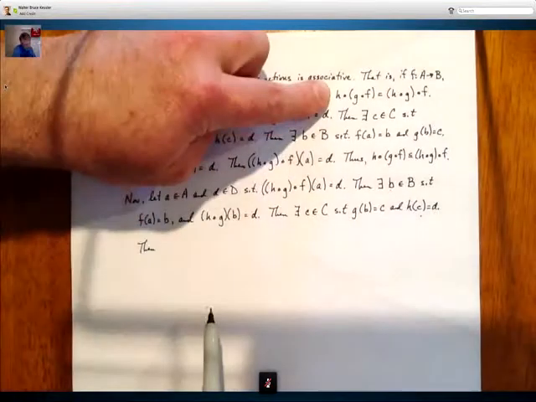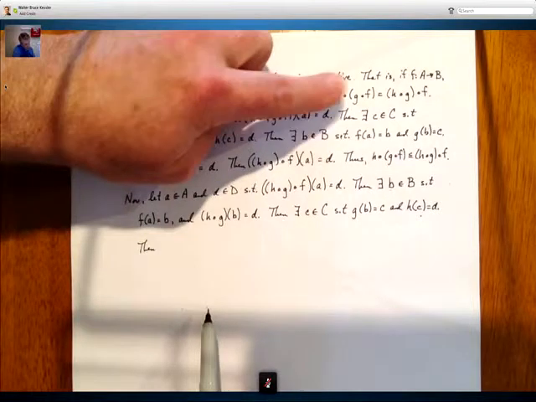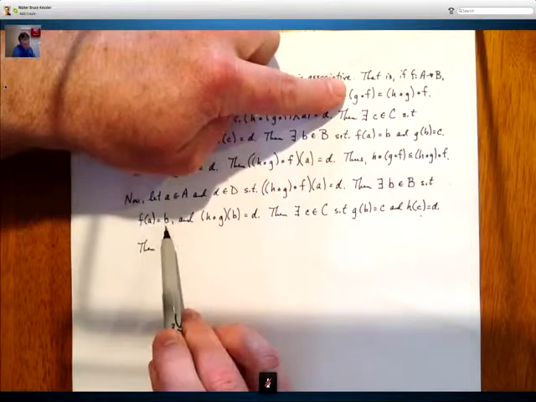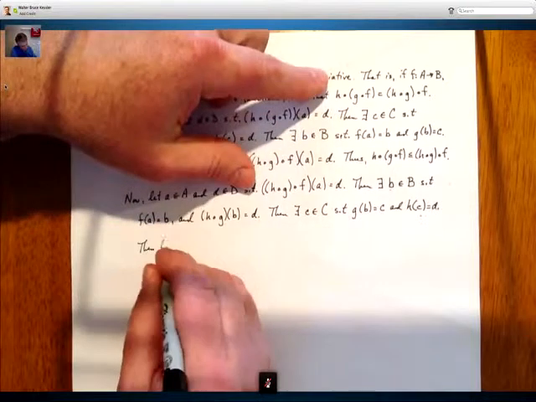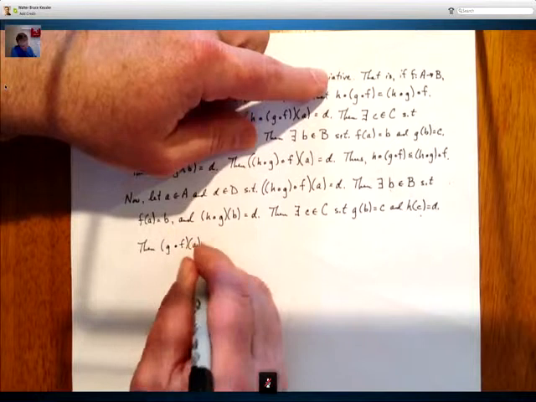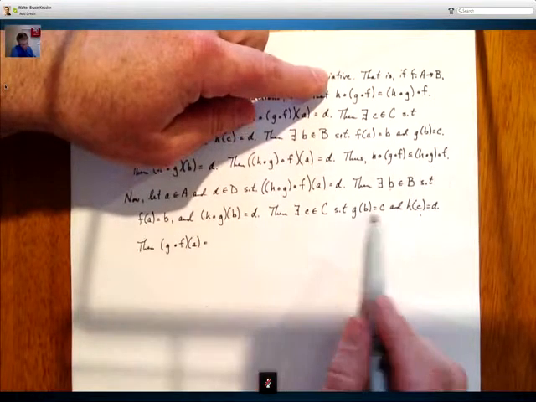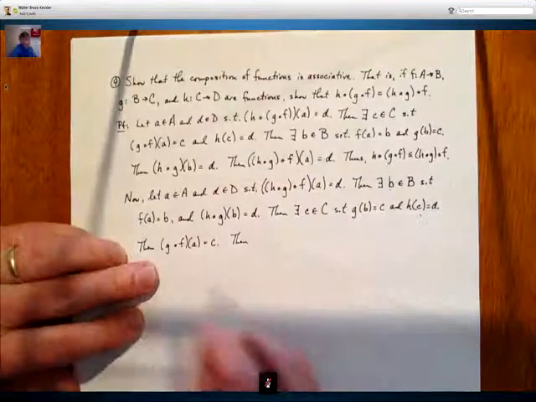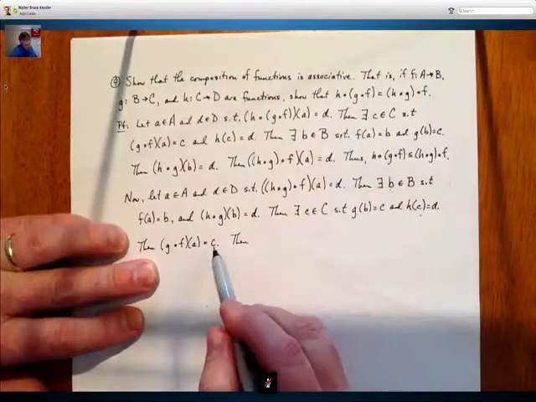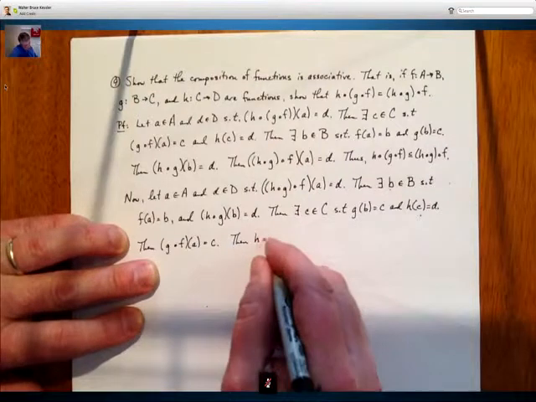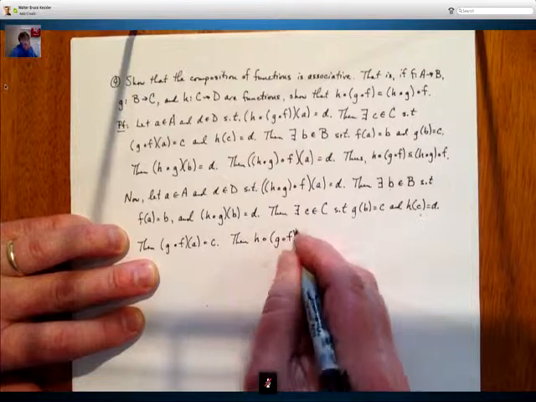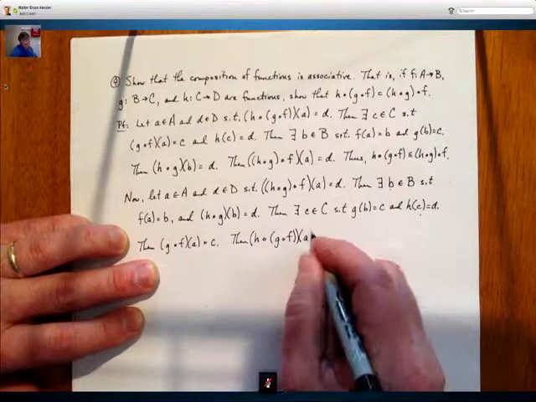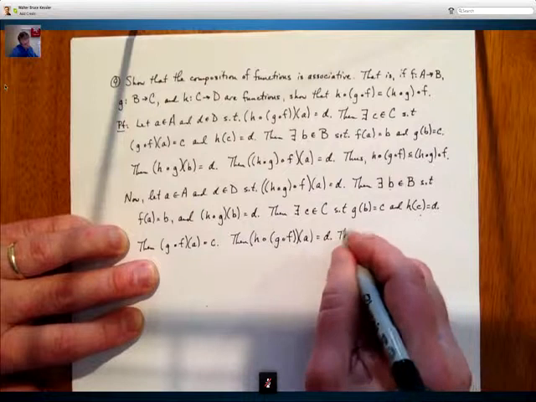So let's see if we can do the crosswalk now this way. G of F would take, let's see what I know, F takes A to B, and then G takes B to C. So then G of F of A, F takes A to B, G takes B to C. This goes to C. Then G of F takes it to C, and H of C takes it to D. So then H of G of F starts with A, goes to C, and then H takes C to D.